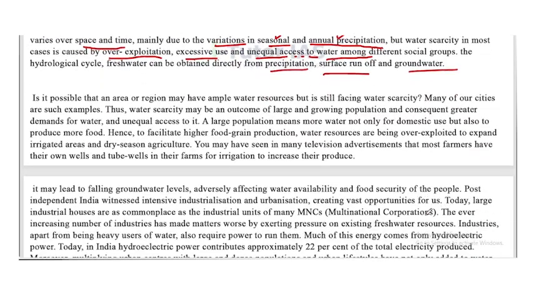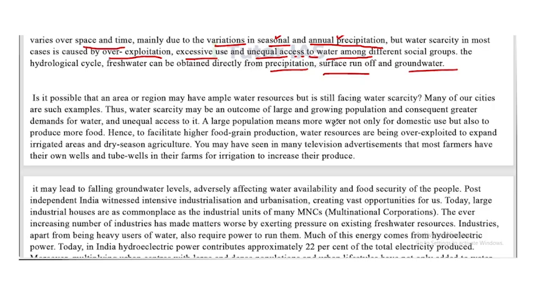Now, is it possible that an area or region may have ample water resources but is still facing water scarcity? What do you think? Many of our cities are such examples. They have many water resources, but they are still facing water scarcity. Why? Because water scarcity may be an outcome of a large and growing population and consequent greater demand for water, and unequal access to it.